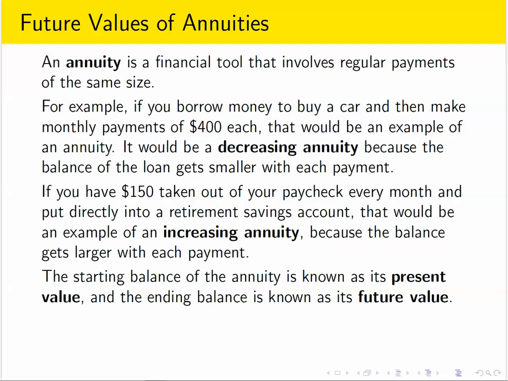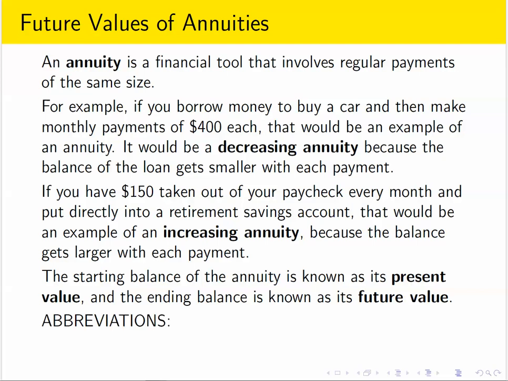The starting balance of an annuity is known as its present value, and the ending balance is known as its future value. So for example, when you take out a loan, when you pay off the loan finally, the future value will be 0. On the other hand, if you're saving money, the future value will be some positive number when you're done.